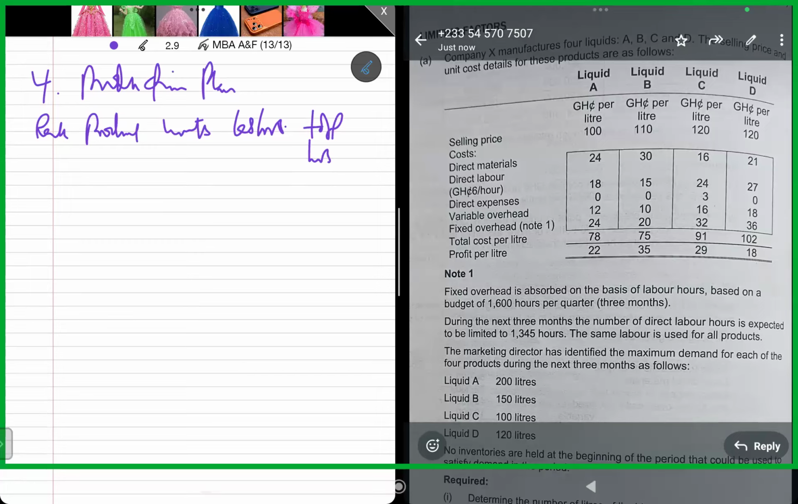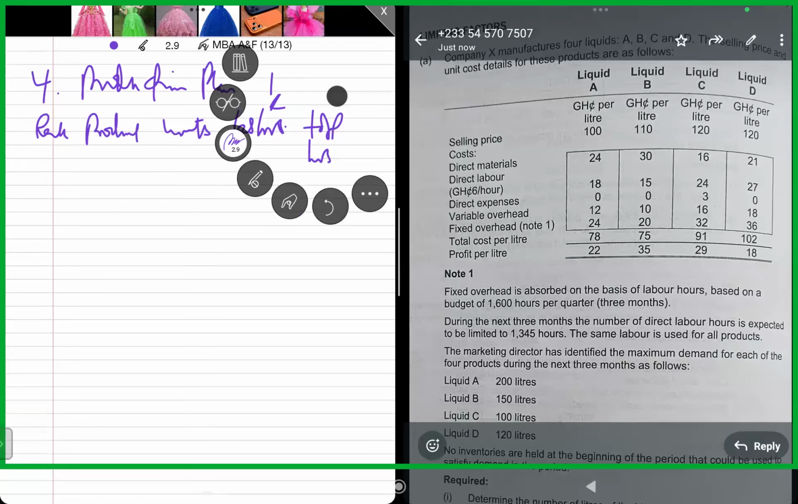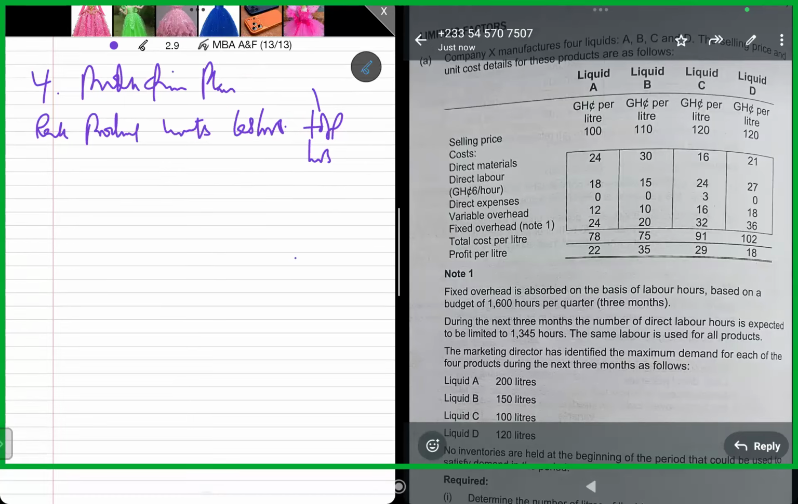Because these labor hours, you're going to share. Remember, we have limited labor hours. We have 1,350. So you are going to apportion the 1,350, right? Here, total labor hours. We have 1,350 here. So we must make sure we are having the total 1,350. It doesn't exceed. So ranking, I'll start with first rank, second rank, third rank, and the fourth ranking.